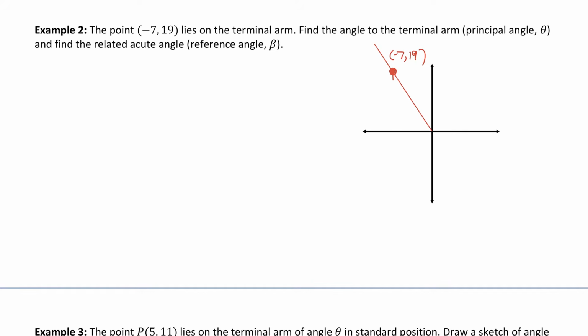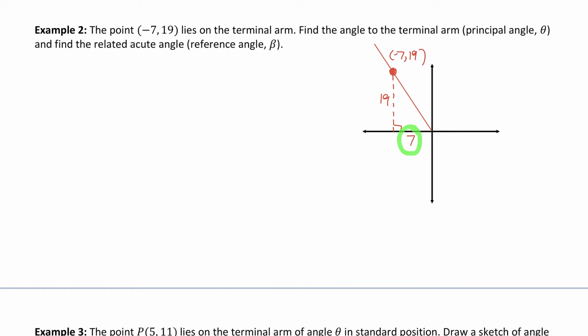And I'm going to connect it down to the x-axis to make a right angle triangle. In that right angle triangle, I would be able to label a couple sides of this triangle. If I'm going to get to this point, (-7, 19), I would have to go 7 in that direction and then 19 in that direction. So I can label the side lengths of this triangle 7 and 19.